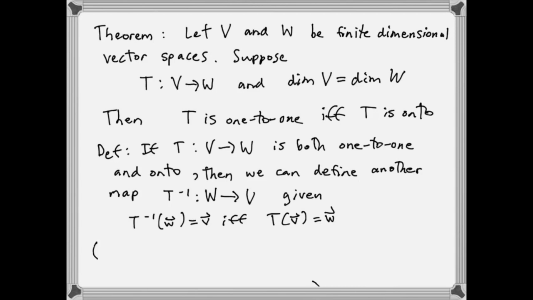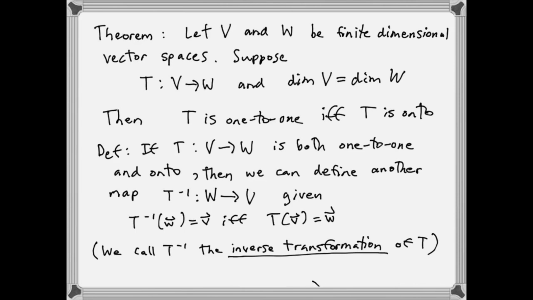Okay, this should look familiar. This is just like when we call an inverse function, right? So we call T inverse the inverse transformation of T. Okay. So before I move on, again, what we're saying here is that if T is 1-to-1 and onto, so both those things have to be true, then we can define an inverse map. Okay? The inverse map, T inverse.